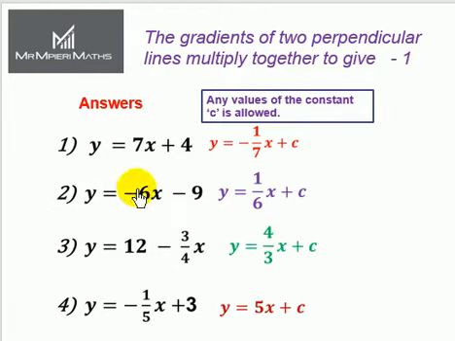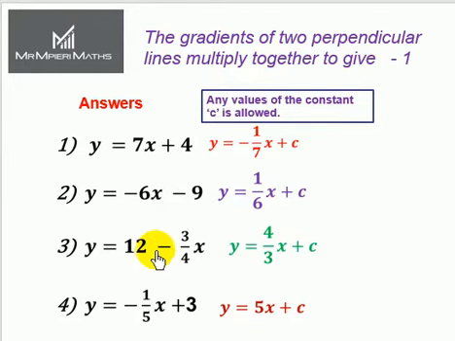Okay. So remember here, any value of the constant c is allowed. Here we have 7, so the reciprocal of that with the sign change is minus 1 over 7. So y equals minus 1 over 7x plus c. c is your constant, and whatever number you choose there is correct. Here we have y equals minus 6x minus 9. The reciprocal of minus 6 with sign change has to be 1 over 6. So y equals 1 over 6x plus c. c is whatever number you choose.